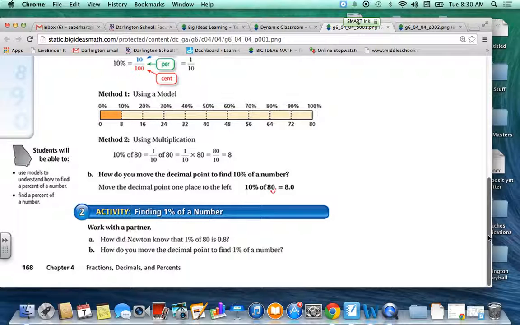Activity 2 involves finding 1%. So we have the two 10%. Now we have to find the 1%, because they wanted to know: remember the problem was, what is 21% of 80? We already found out that 10% and 10% is each 8, so we have to find out what that 1% is. Okay? And how did Newton do it?